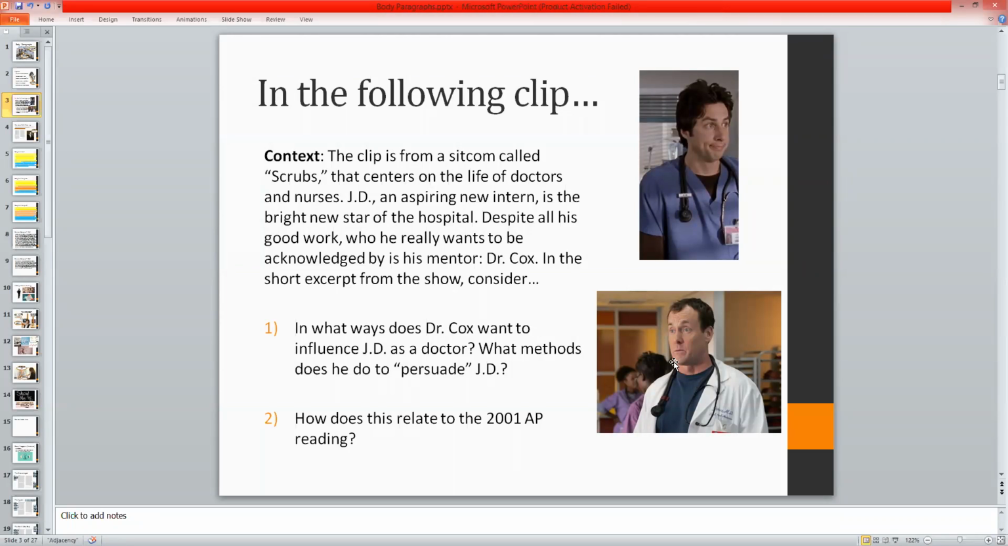But number 2, kind of related to the homework that you had, how does this relate to the 2001 AP reading? And as you're watching this, you might see the similarities, but also the massive juxtaposition that exists here. So without further ado, I'm going to open that screen, mute my mic, and if you guys can't hear, just let me know for this video here.